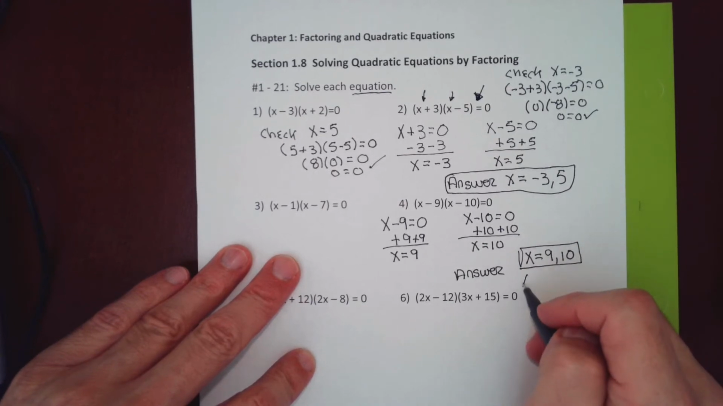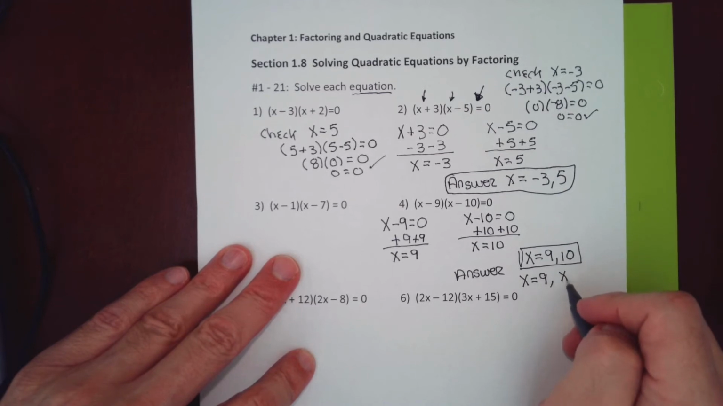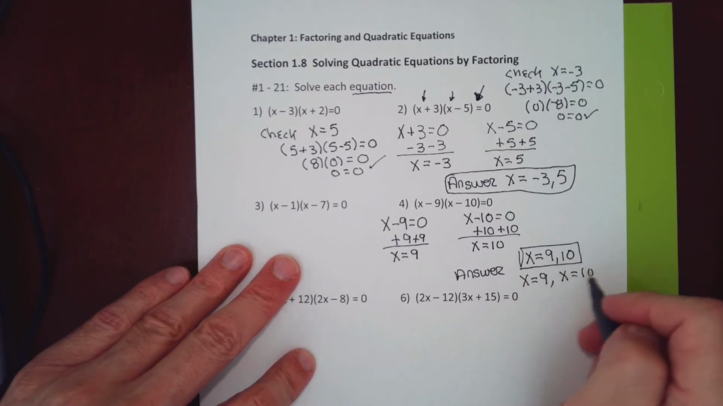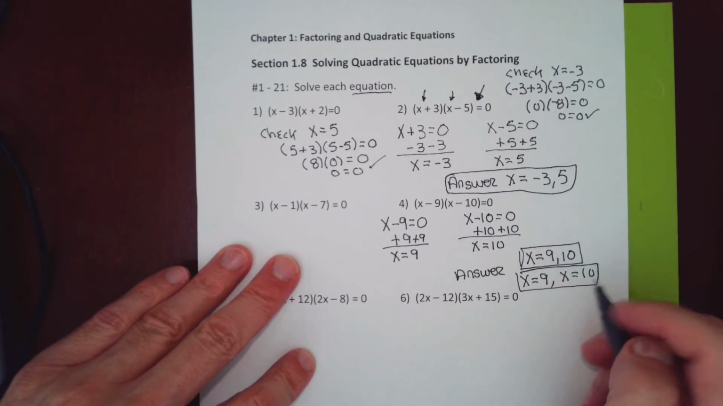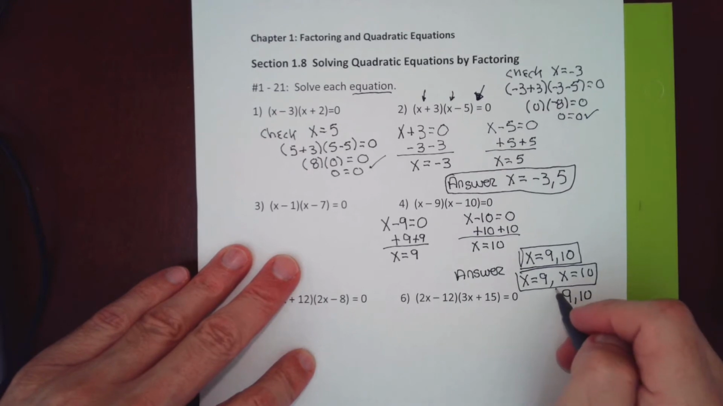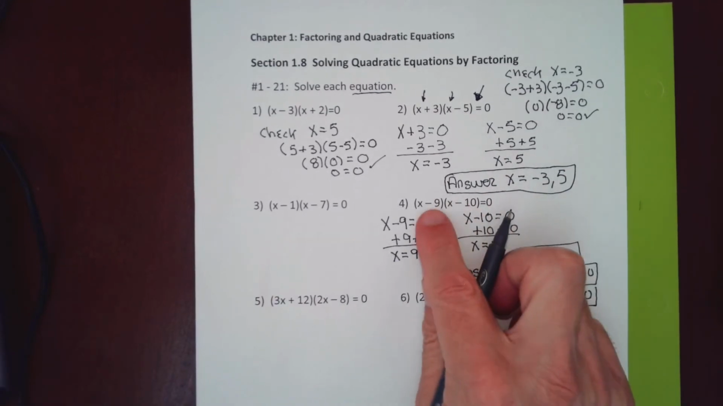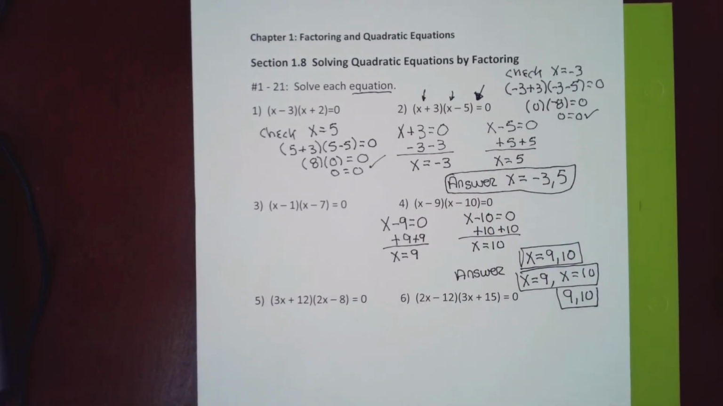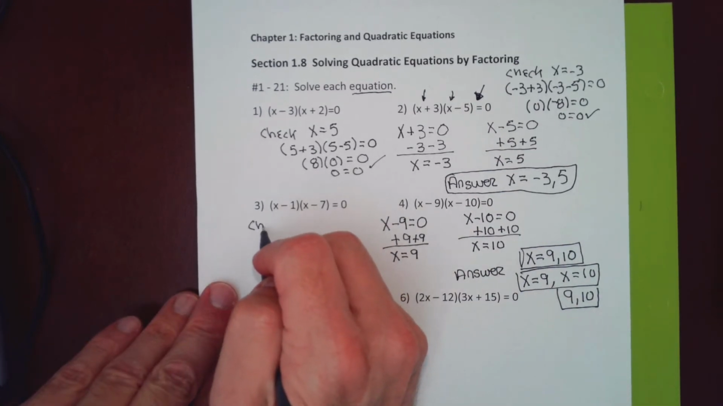The order doesn't matter. I didn't have to write the 9 first and the 10 second. I could have written x equal to 9 and x equal to 10 for an answer. That would be equally good. And if I want to, I could be lazy, but sometimes teachers don't like laziness. I could have just written 9 and 10. These are answers because if I plug 9 in for x or 10 in for x, both sides will come out to be 0. I'll check this real quickly to show you that it works.